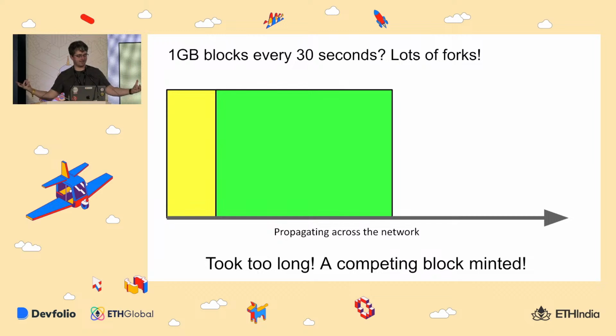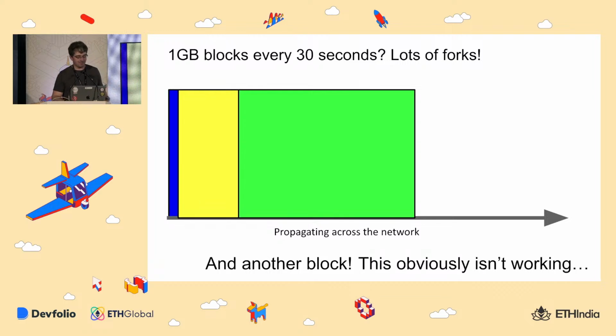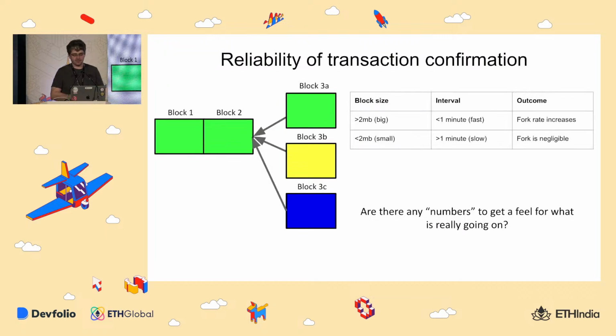And then you have 2 blocks going out and trying to get across the network. And then maybe, of course, there's a third block, and obviously this isn't working. This sucks for everyone involved because, one, the network is unstable, and two, you're just wasting bandwidth. Only one of these blocks gets confirmed at the end. So the question is, can you get really good numbers on this?